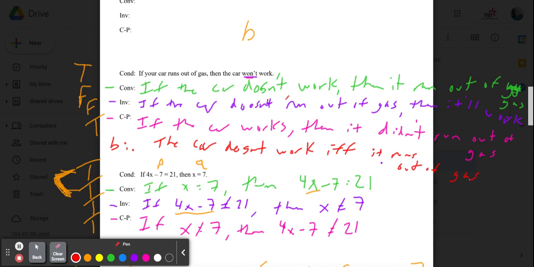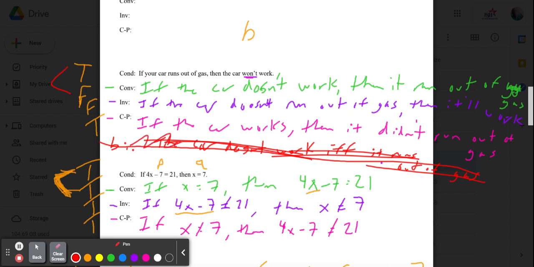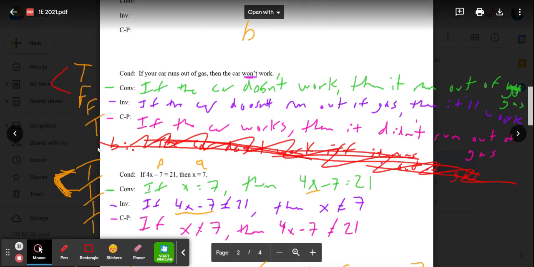That doesn't make any sense, because it says the only way the car doesn't work is if you run out of gas. We can't write that because the conditional and the converse are not both true. Since they are not both true, we can't write a biconditional. So when we go through our true and false values here, we can only do a biconditional when our conditional and converse are true.